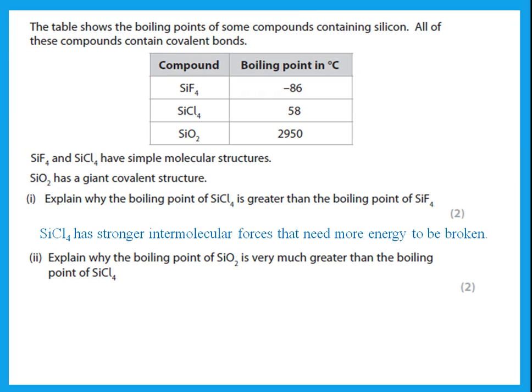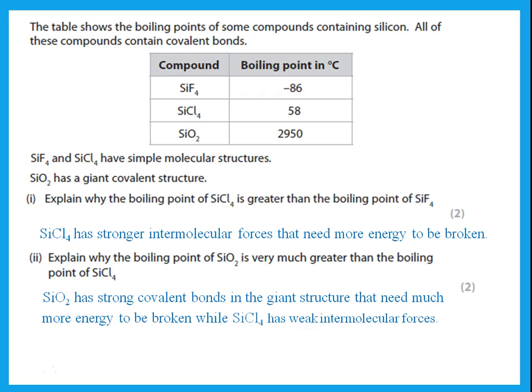Explain why the boiling point of SiO2 is very much greater than the boiling point of SiCl4. Now, he said that SiO2 is something with a giant covalent structure. So that means that it has strong covalent bonds that need much more energy to be broken, while the other one, which has a low boiling point, has weak intermolecular forces, or weak attraction forces between the molecules.